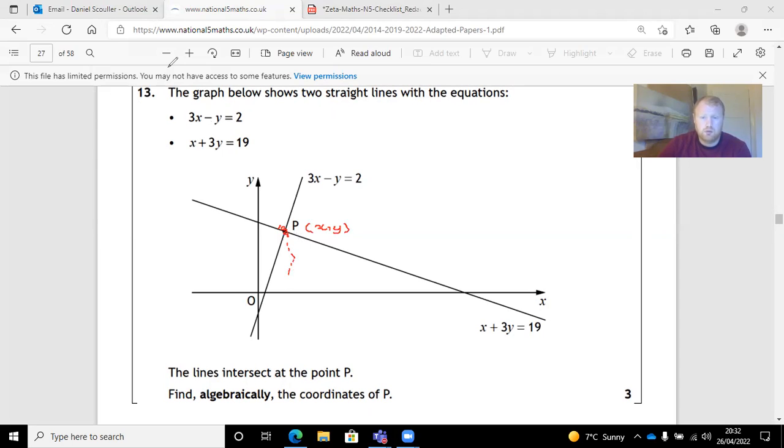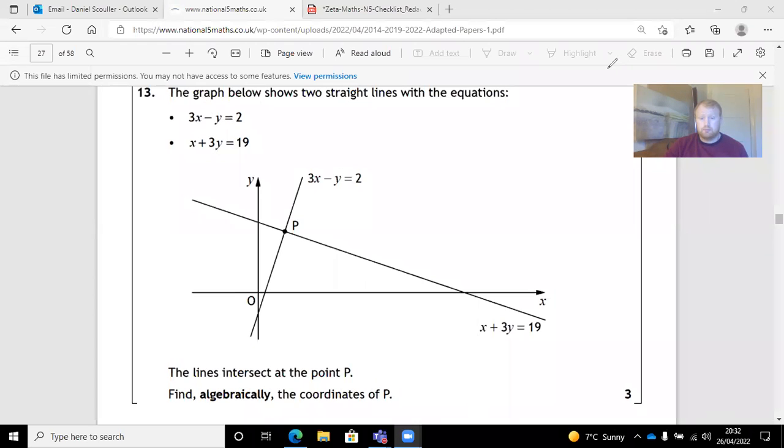That's not a straight line, so we won't do that. Okay. So the graph below shows two straight lines with equations. They intersect, find algebraically, so find using simultaneous equations. One line is 3x minus y equals 2. One line is x plus 3y equals 19. Again, they've given you a wee bit of a clue, a hint, by putting one above the other.